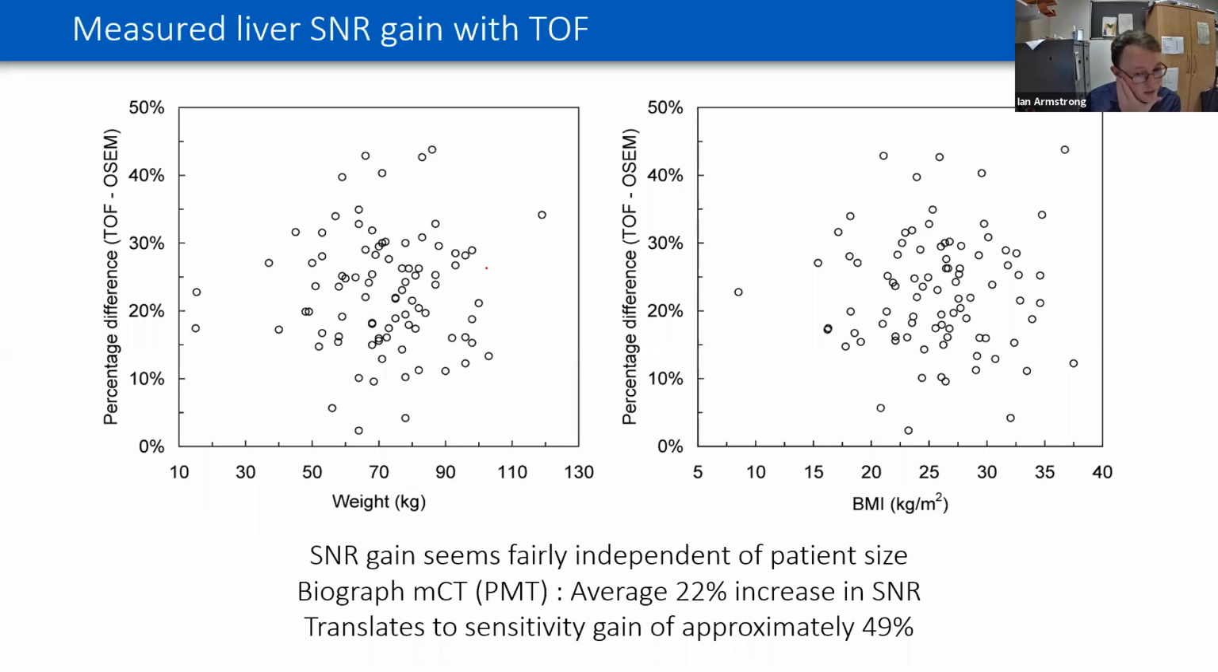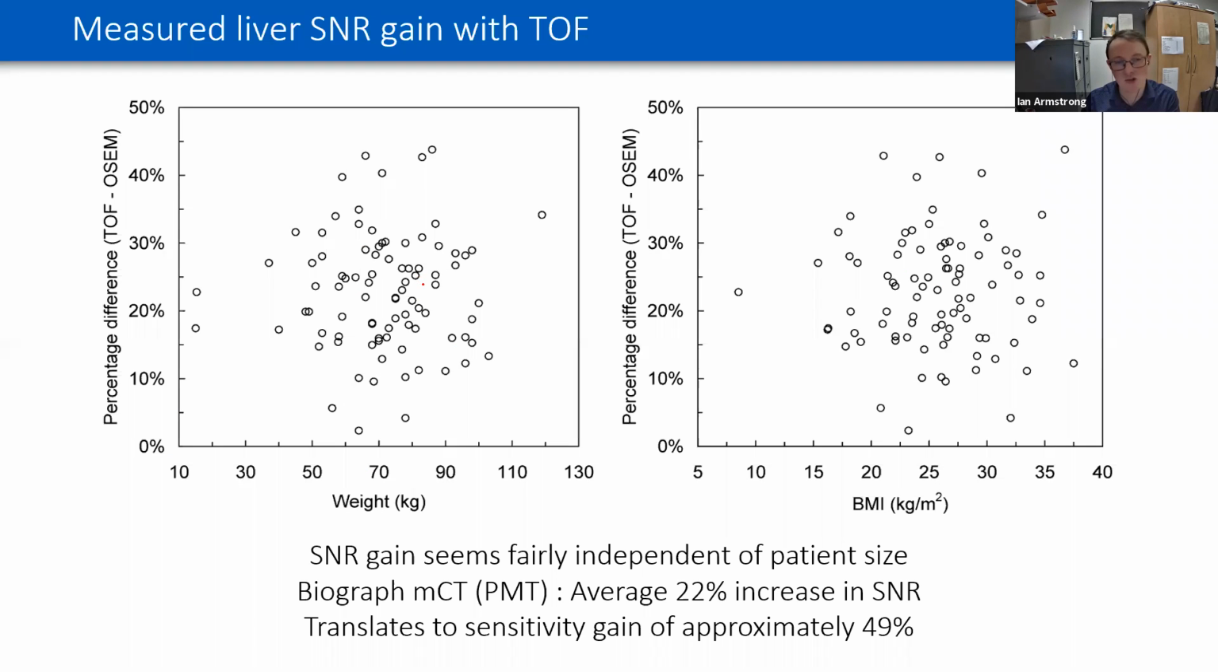So this again is looking at the Biograph MCT data, photomultiplier system data. And what I've plotted here is the percentage gain in signal to noise over a large number of patients, measured in the liver. And we're looking at the correlation, or not really any correlation, with weight on the left-hand side, BMI on the right-hand side. And you can see there isn't really any trend or any correlation in this data.